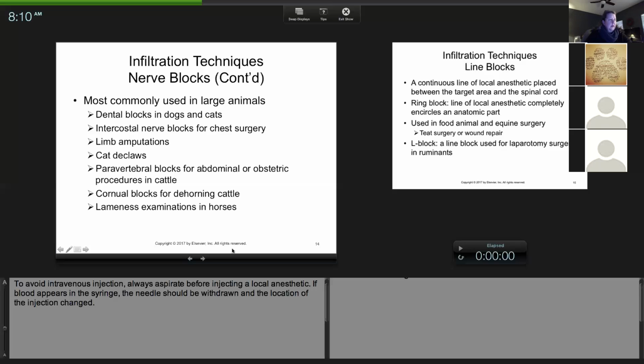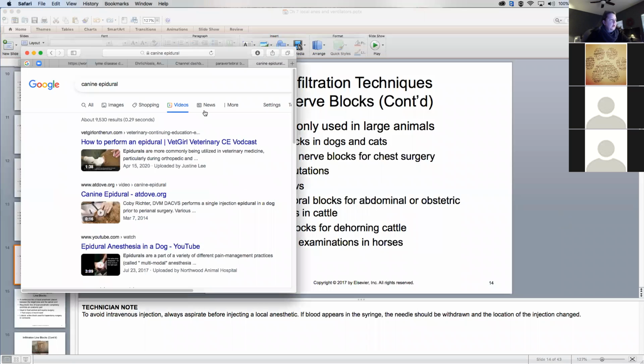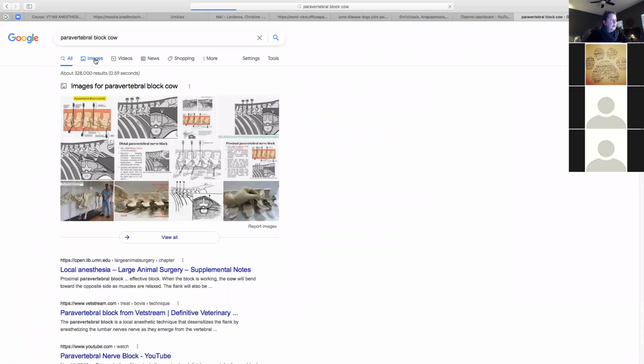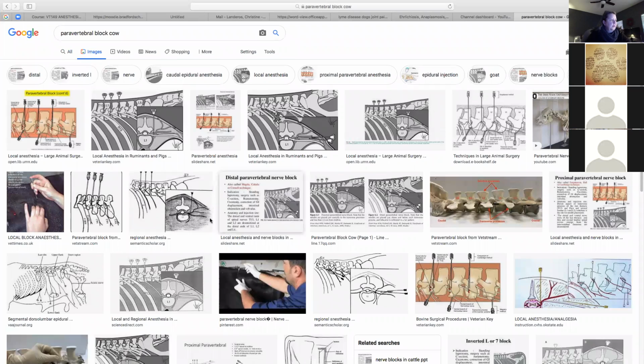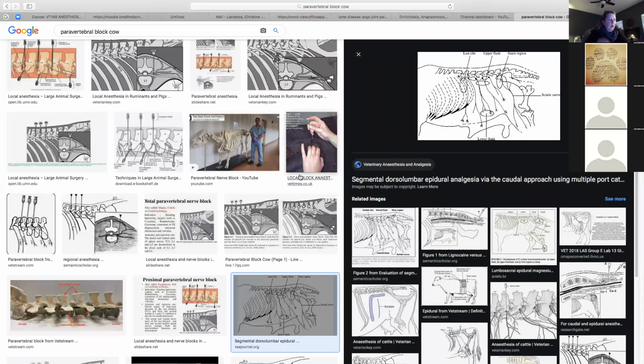Paravertebral blocks, and let me see how I can do this. Okay, I don't know if you can see this diagram, but here's the lateral aspect of a cow.